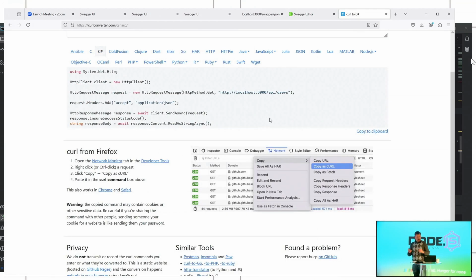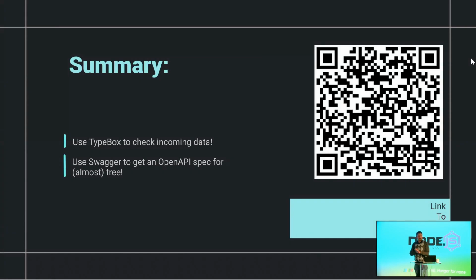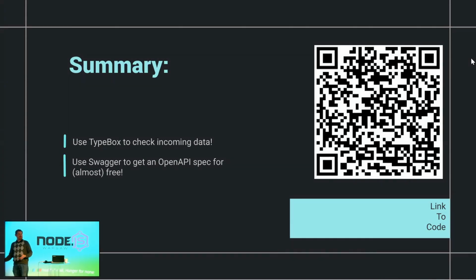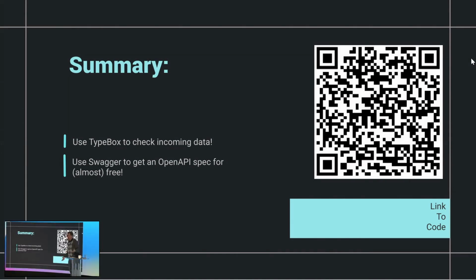Yeah, so Swagger, we talked about that. So the summary is: use TypeBox, or similar, such as Zod, which is probably very good as well. Use something to check your incoming data because TypeScript does not do it. And then use Swagger to get an OpenAPI spec for almost free. Yeah, you have to add a little bit of metadata, but you will get a spec of your API.